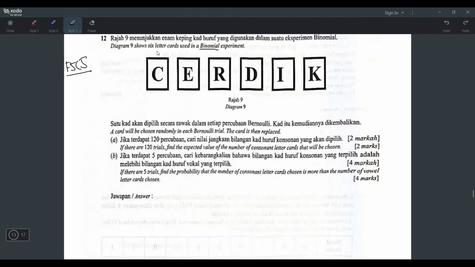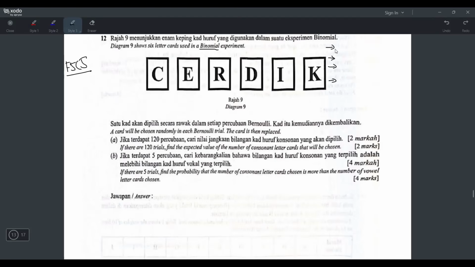And in this chapter there are actually two parts. First part you learn binomial, second part you learn normal distribution. For normal distribution you have to use the Z score table, but this one is binomial, so you don't have to use the Z score table. You just have to use the four formulas you learn in binomial. Under binomial, I'll tell you now.